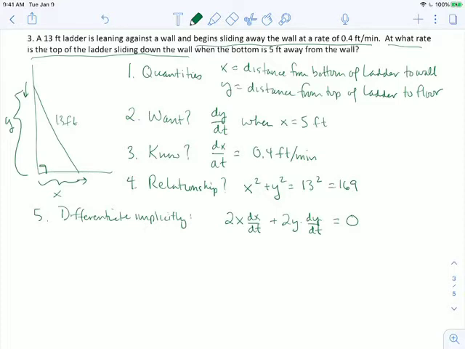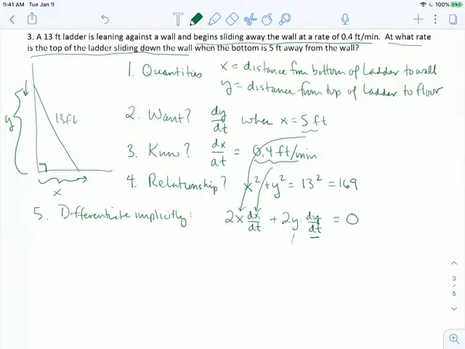And now we want to try to substitute in. Well, let's see. This is what I want. I want dy over dt, so I'm not going to substitute in anything for that. I'm told that dx over dt is 0.4, and so I'm going to be substituting that in right there, 0.4 feet per minute. And I'm told that x is 5 feet, and so 5 feet is going to go in there for x. And so the question is, what am I going to stick in for y?